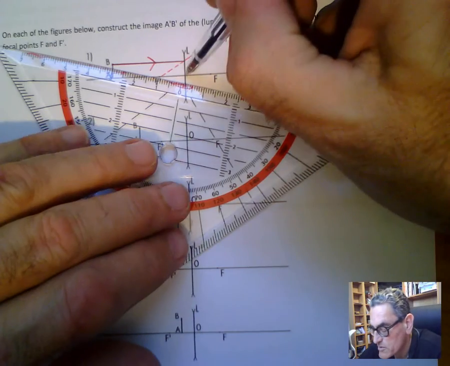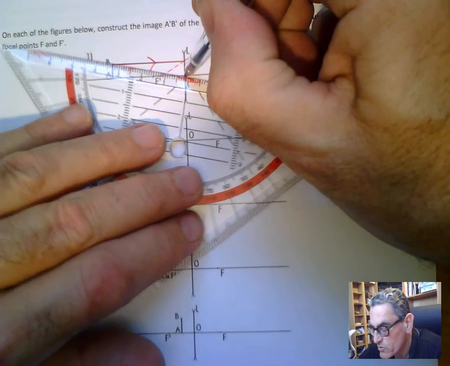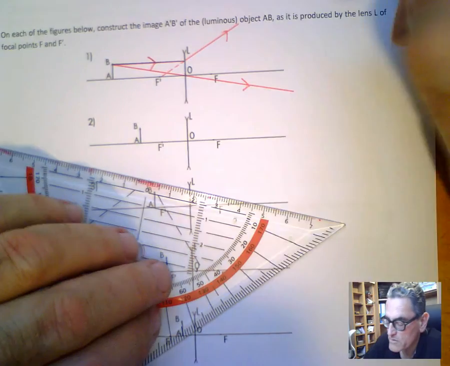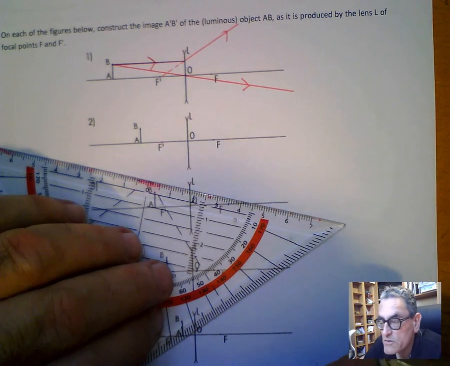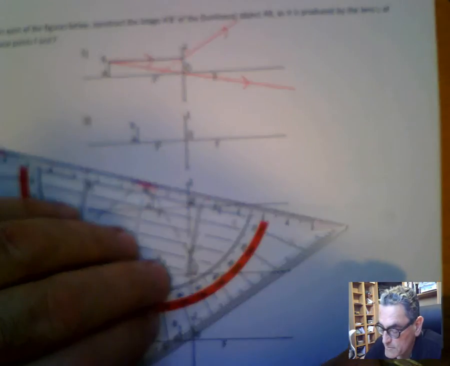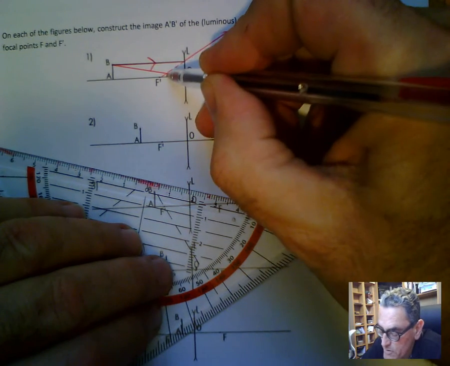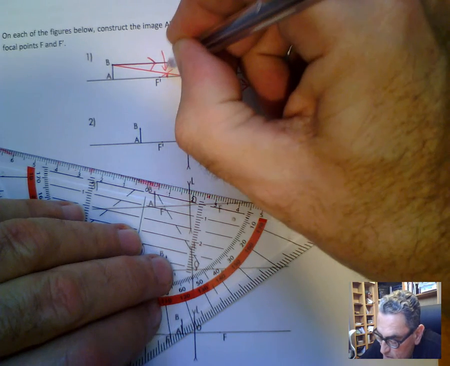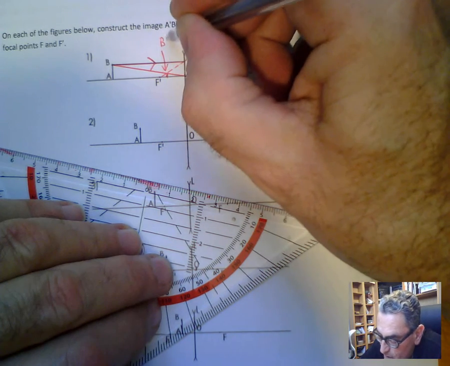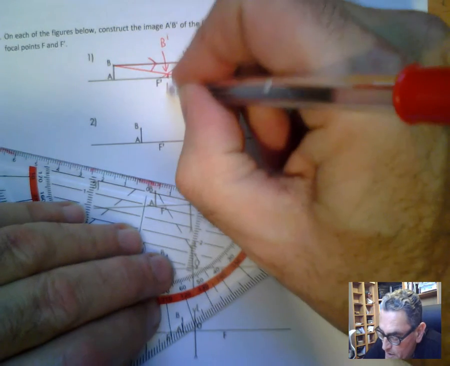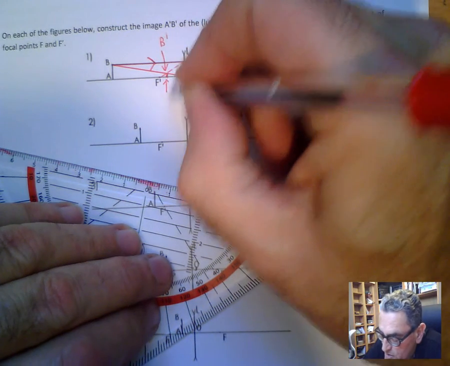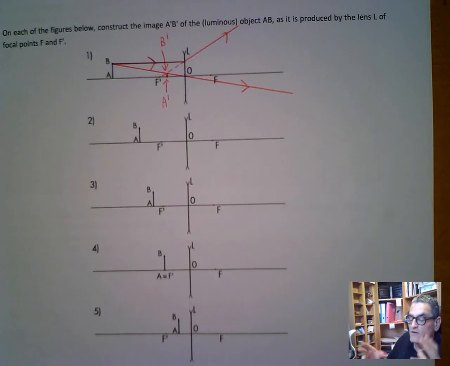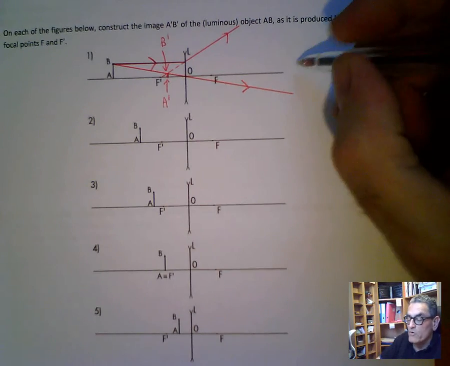And the other ray which we know is the one passing through the center. Okay, and so where's going to be the image? It's going to be here, under the intersection. So this point here is the point B prime, the image of point B, and the point down here at the bottom of the image is going to be A prime. Okay, so this is a very small image.